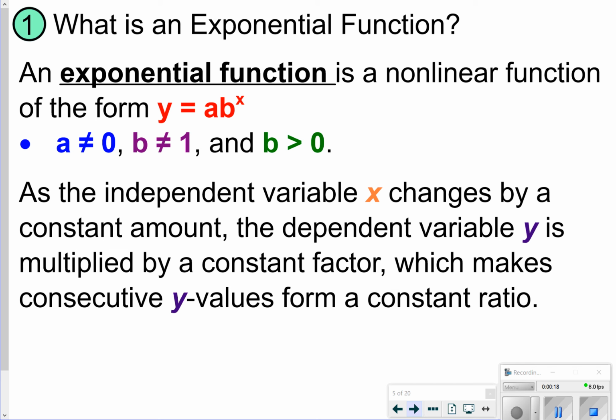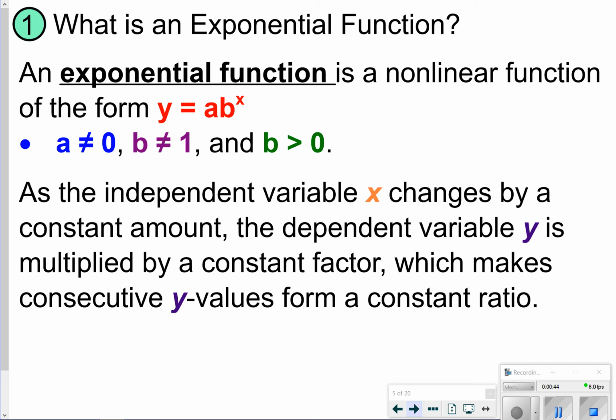The first thing we're going to write down is what an exponential function is, and there's a lot of stuff on this page, but I tried to make it as simple as possible. An exponential function is nonlinear, and it's in the form of y is equal to a times b to the x power. A cannot be 0, b cannot be 1, and b has to be bigger than 0. So all the examples you see today will have those indications.